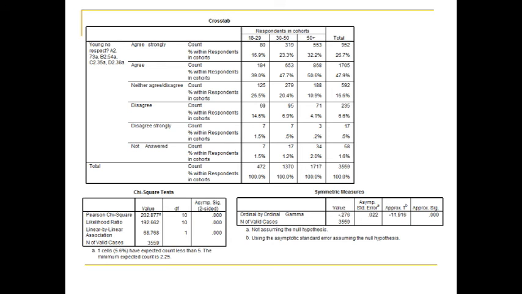I'm not entirely sure which one because this is a couple of years ago, but we're looking at age cohort and we're looking at whether or not they agreed with the statement, young people get no respect these days. And as you can see, the younger you are, the more you're likely to disagree with that. The older you are, the more you're likely to agree with it. Now, the question is, to what extent is age associated with somebody's response to this question? And the answer is, when we come down here to our symmetrical measures, ordinal by ordinal using the gamma, we find a value of, let's just round that negative 0.276 up to negative 0.28.